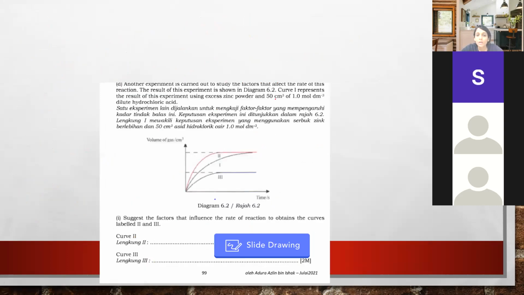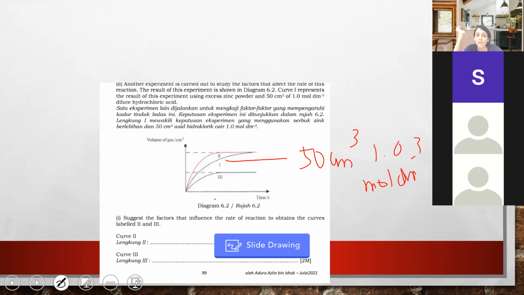Okay, now look at this. Another experiment carried out, and I want to study the factors that affect the rate of reaction. Curve 1, the black one here, is 50 centimeter cube and 1.0 mole per decimeter cube. How can I get curve 2? How can I get curve 3?